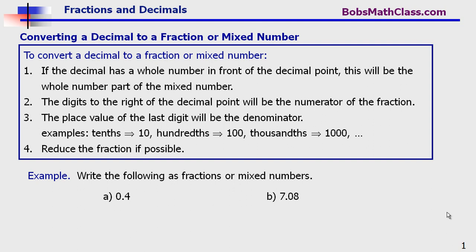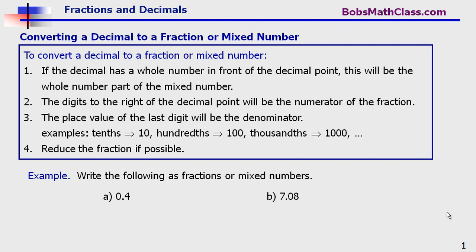Converting a decimal to a fraction or a mixed number. Number 1. If the decimal has a whole number in front of the decimal point, this will be the whole number part of the mixed number. Remember, a mixed number has a whole number and a proper fraction after it, and the proper fraction should always be reduced. Number 2. The digits to the right of the decimal point will be the numerator of the fraction.